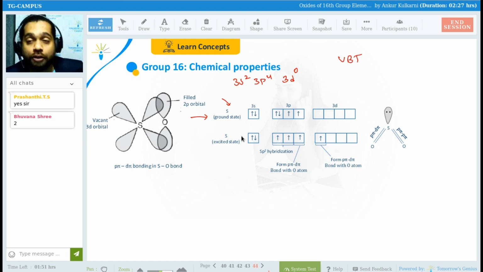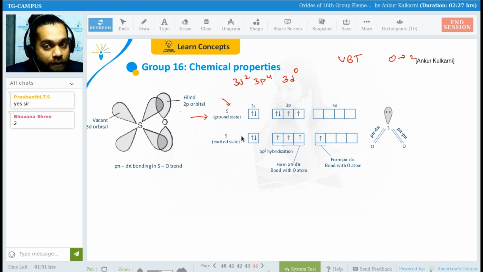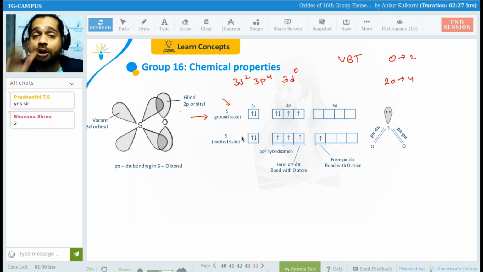Now I have to form bonds. One oxygen forms 2 bonds, so 2 oxygens will obviously form 4 bonds. So I need 4 half-filled orbitals, not vacant. It is a covalent bond, 1 electron from sulfur, 1 electron from the oxygen. So as the oxygen comes close, 1 electron jumps over here.